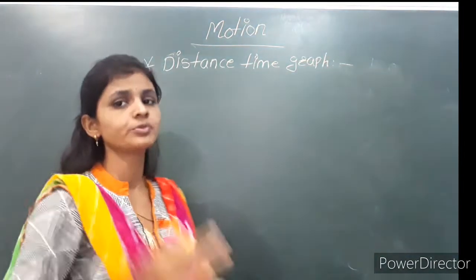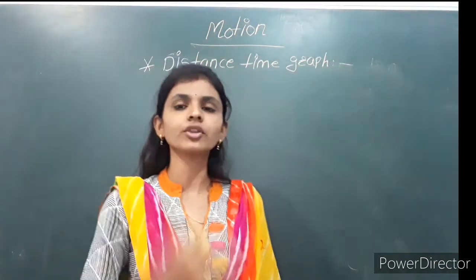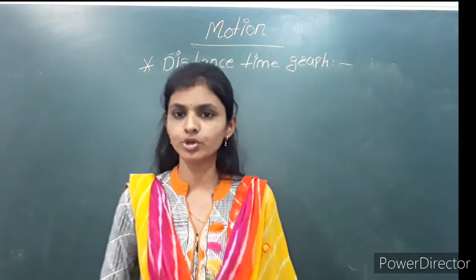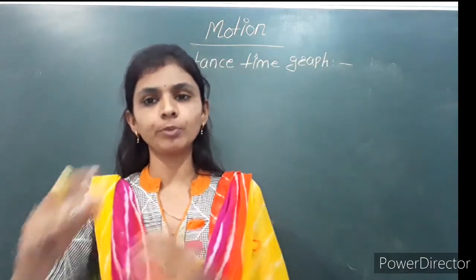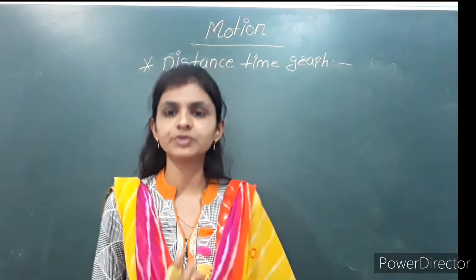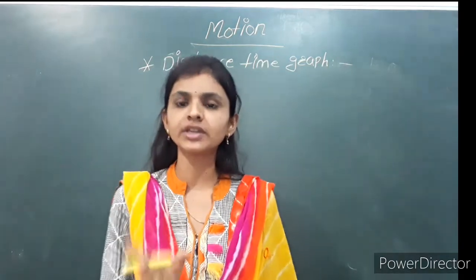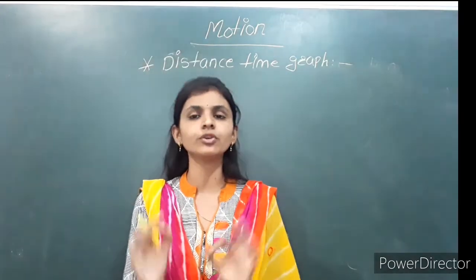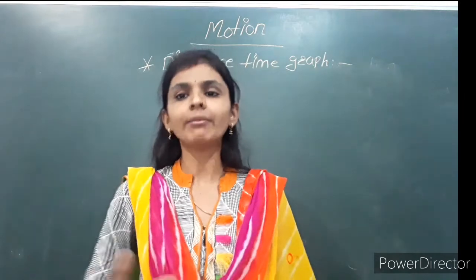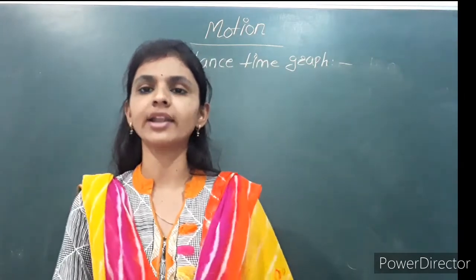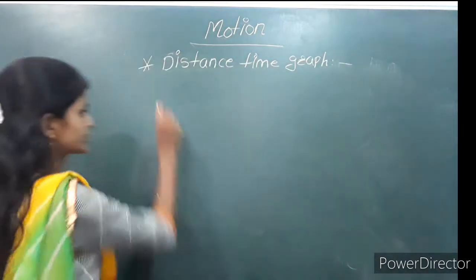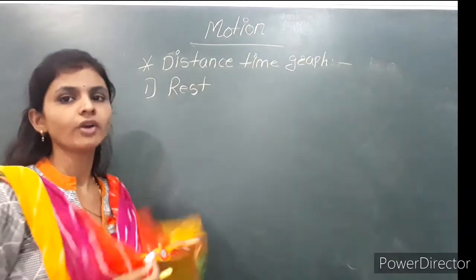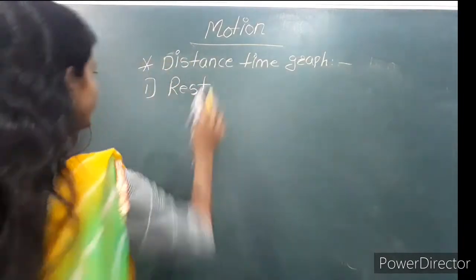In the first condition, the object is at rest. In the second condition, the object has uniform motion, and in the third, the object has non-uniform motion. In today's period, one by one we will discuss all the conditions related to the distance time graph. First condition: when the object is at rest position.